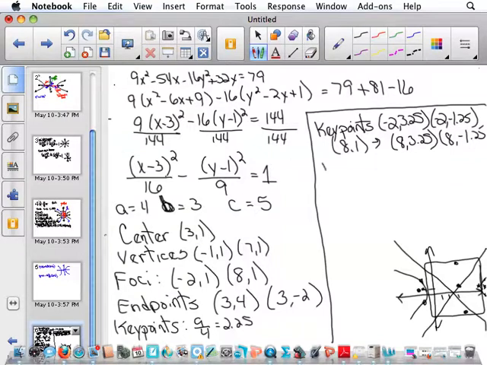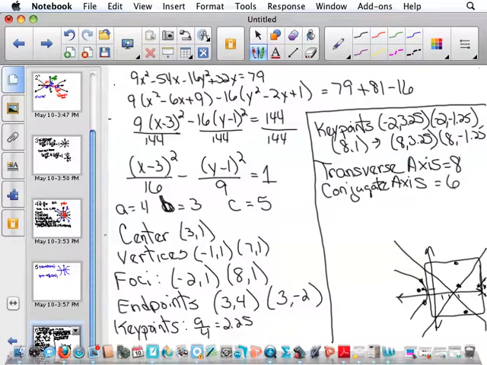The length of the transverse axis is going to be 2a, which is 8. The length of the conjugate axis is going to be 6.